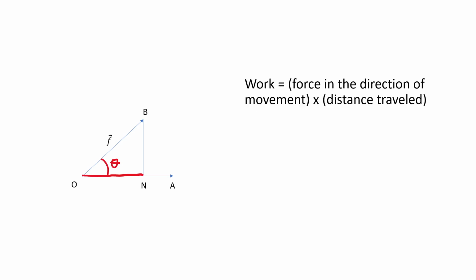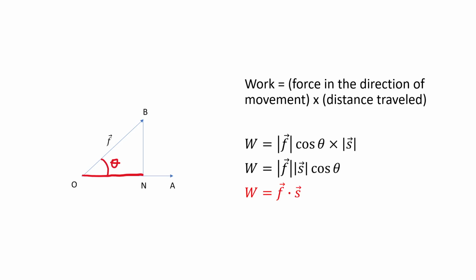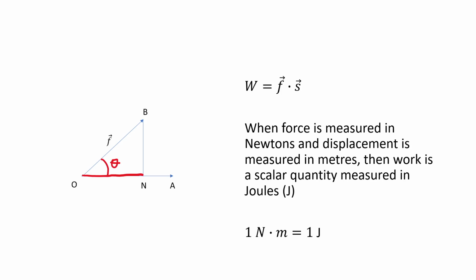Since work is equal to force in the direction of movement times distance traveled, we can say work is the magnitude of the force F times cos theta times the magnitude of the displacement. In other words, magnitude of the force times magnitude of the displacement times the cosine of the angle in between them, which is another way of saying F dot S. So work is equal to F dot S, where F is the force vector and S is the displacement vector. Now, when force is measured in newtons and displacement is measured in meters, then work is a scalar quantity measured in joules, and we can say 1 Newton meter is equal to 1 joule.